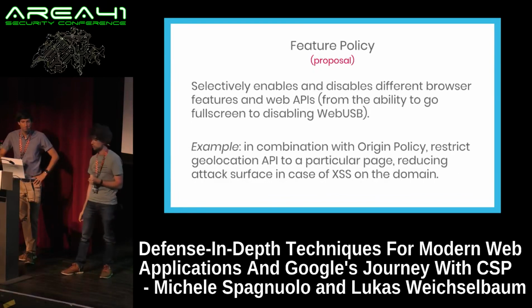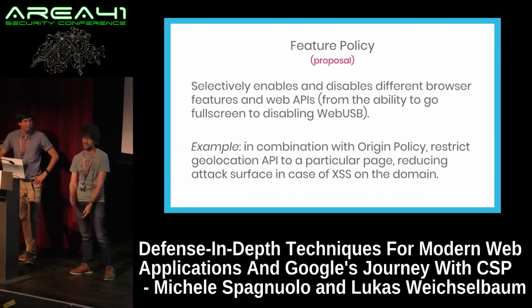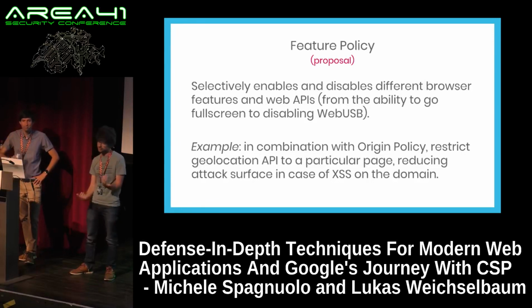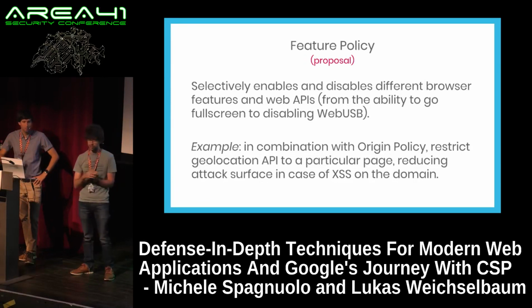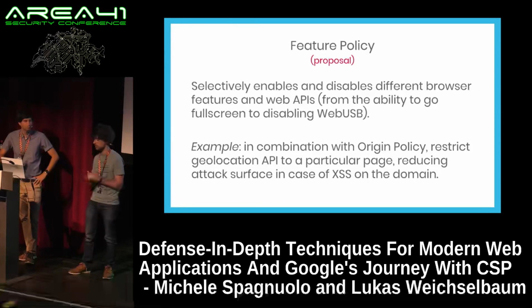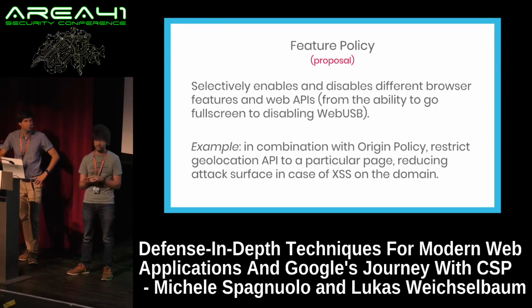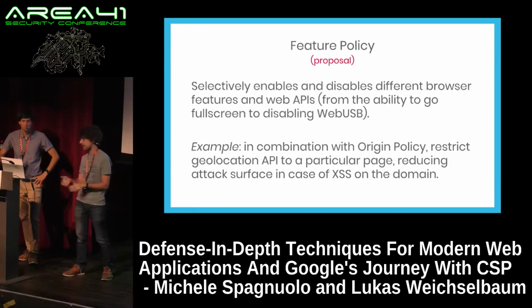Feature policy is also a proposal. It allows you to selectively enable and disable some web APIs. So basically, you as a webmaster, especially in combination with origin policy. I feel that feature policies make the most sense in combination with origin policy. When pinned to an origin, you can have a manifest that says, I need the geolocation API only on /locate, for example, and not anywhere else. So together with the origin policy, you can reduce the attack surface of XSS on the domain by just saying, we just need these web APIs on these endpoints.